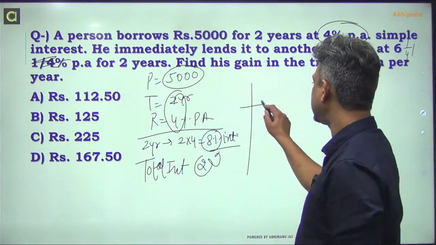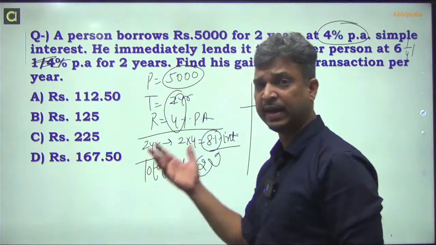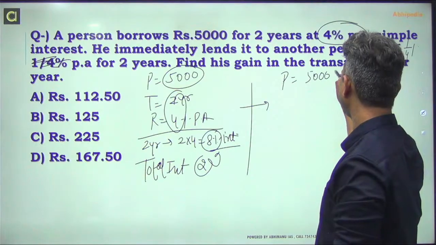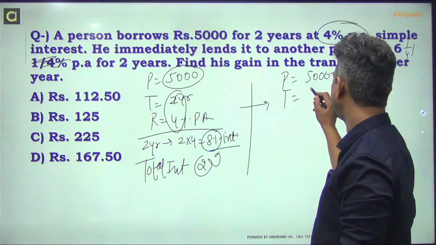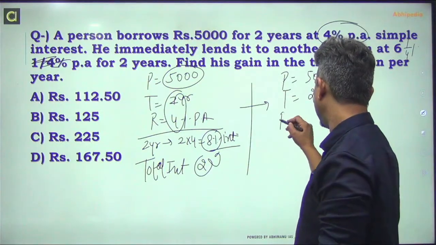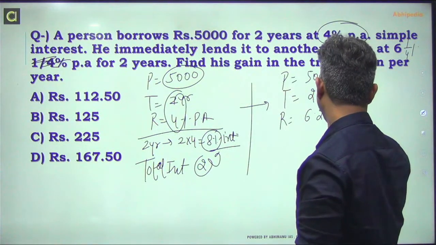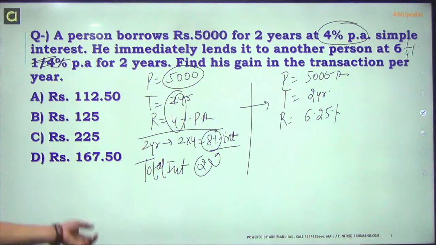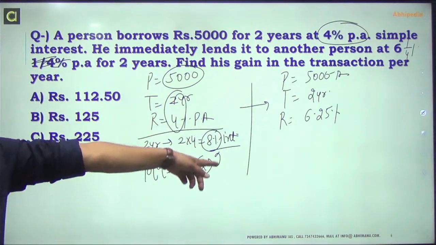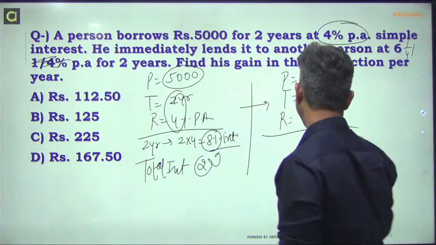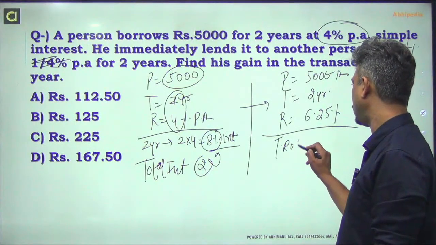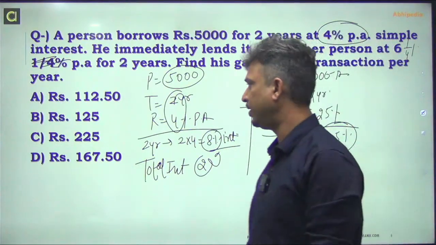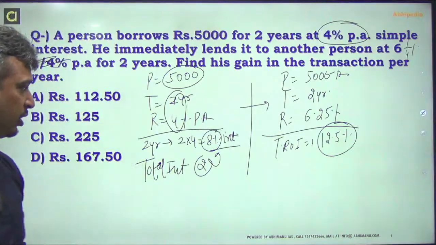But he lends this amount to another person immediately after getting this amount. Principal is the same, how much? 5,000 rupees. Time is how much? 2 years. But now rate of interest is how much? 6.25%. Getting my point? Now the rate of interest for the other person is 6.25. So you can say that you are getting how much interest? Total rate of interest is how much? 12.5%. You are getting 12.5% for the 2 years.